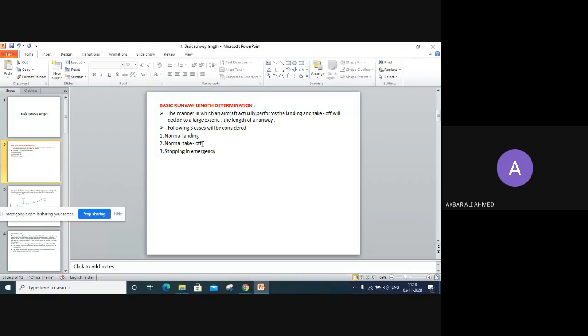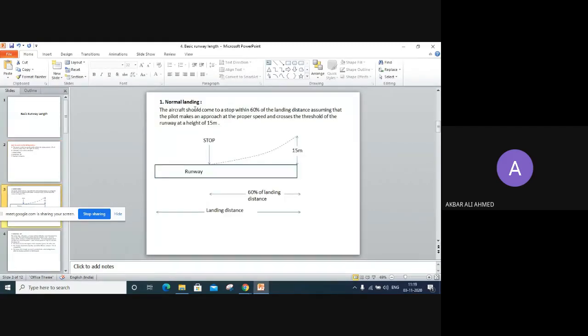to give us a separate length called L2, length of the runway. And the third case also, stopping in emergency, will give us a separate length of the runway. And out of these three, we have to take the longest one. Let us see the first one, normal landing.